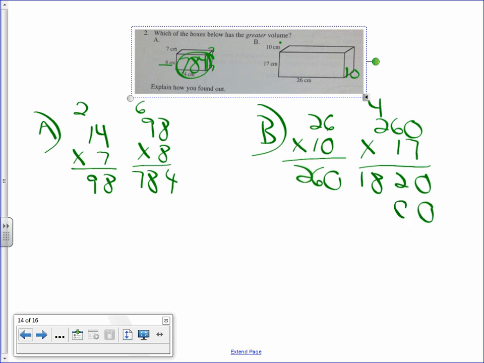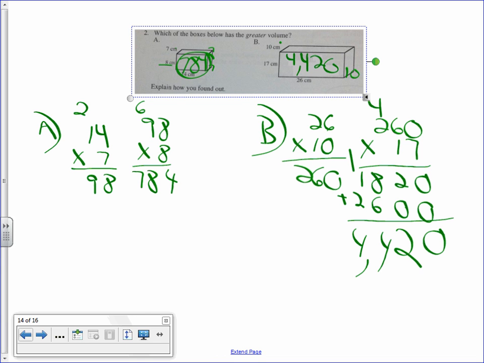Place value holder. 1 times 0 is 0. 1 times 6 is 6. 1 times 2 is 2. Add them up. 0, 2, 14, 4. 4,420. Which of the boxes below has a greater volume? Explain how you found out. Well, I found out by proving what the volumes are. So obviously B has the greater volume.